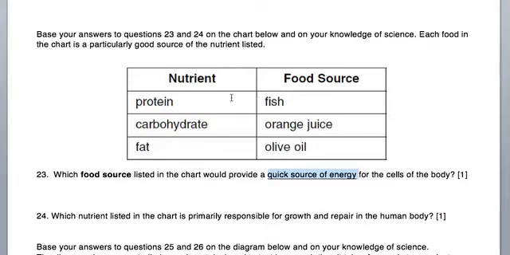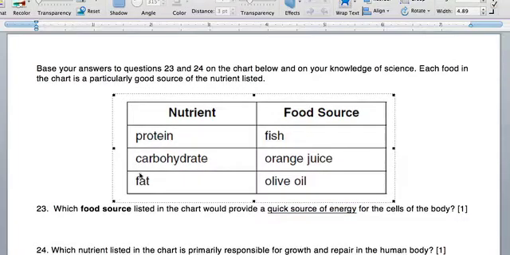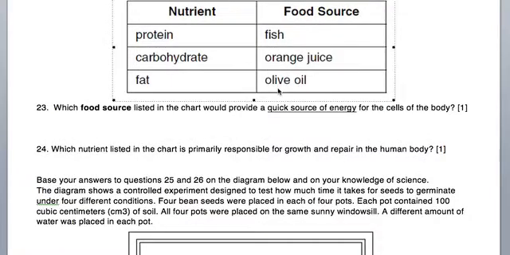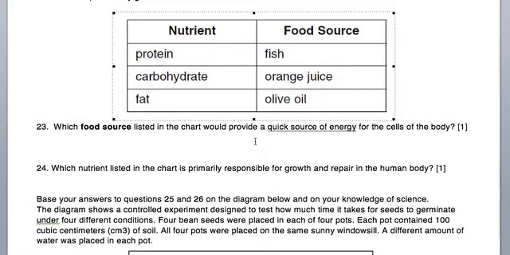The food source, we look at here, protein, which is fish, does not give us quick energy. Carbohydrates, orange juice, carbohydrate, energy. Fat, long-term energy, olive oil. So food source, you cannot write carbohydrate because it's not asking you for the nutrient, it's asking you for the food source. So the correct answer was orange juice. Most of you got that.